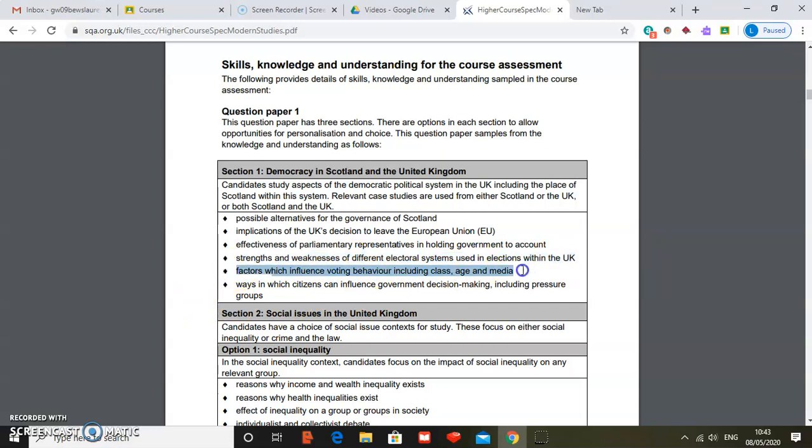Also, we have factors which influence voting behaviour, so that could be, for example, around the ideas of class, age, media, short-term factors, the leadership and things. So that's going to be long and short term, and ways in which citizens can influence government decision making, including pressure groups, also things like e-petitions, basically how they can influence the government to make or change their decisions.